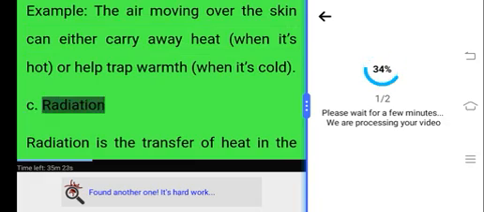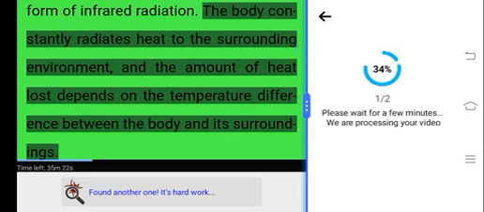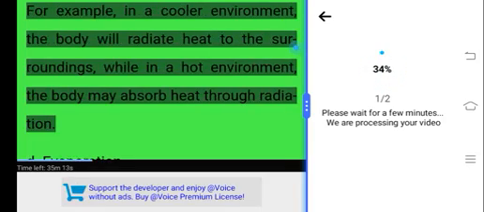C. Radiation. Radiation is the transfer of heat in the form of infrared radiation. The body constantly radiates heat to the surrounding environment, and the amount of heat lost depends on the temperature difference between the body and its surroundings. For example, in a cooler environment, the body will radiate heat to the surroundings, while in a hot environment, the body may absorb heat through radiation.